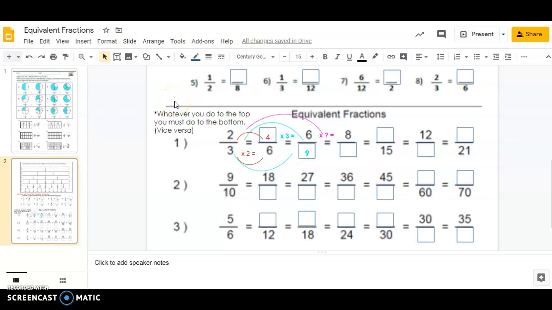This is the second part of the equivalent fractions lessons for grade 5s. What we're looking at here is the bottom of page 2 for your assignment, and I'm going to show you what all of these markings are about.